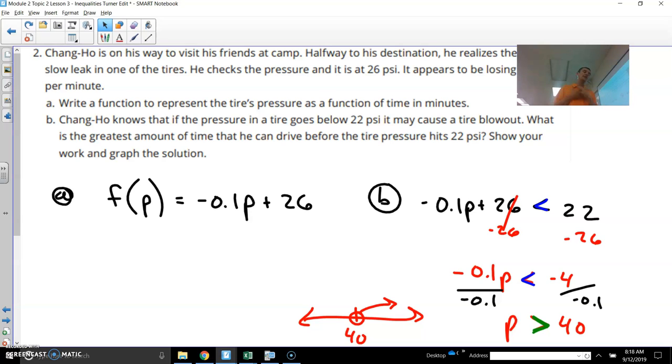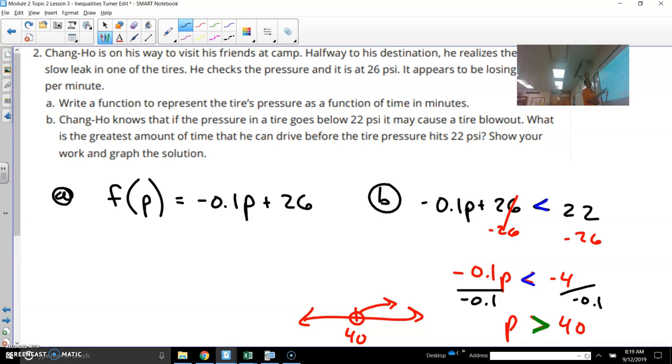So I know my tires on my truck, they need at least 35 or even 38 depending on what the weather temperature is. And so at 26, you're definitely starting to see a little gap in that tire, starting to kind of lip a little bit because you're running out of air. And so as it's leaking 0.1 every minute, eventually you're going to have a problem and you're going to have a blowout. And so we set up a function here, a function based on pressure.